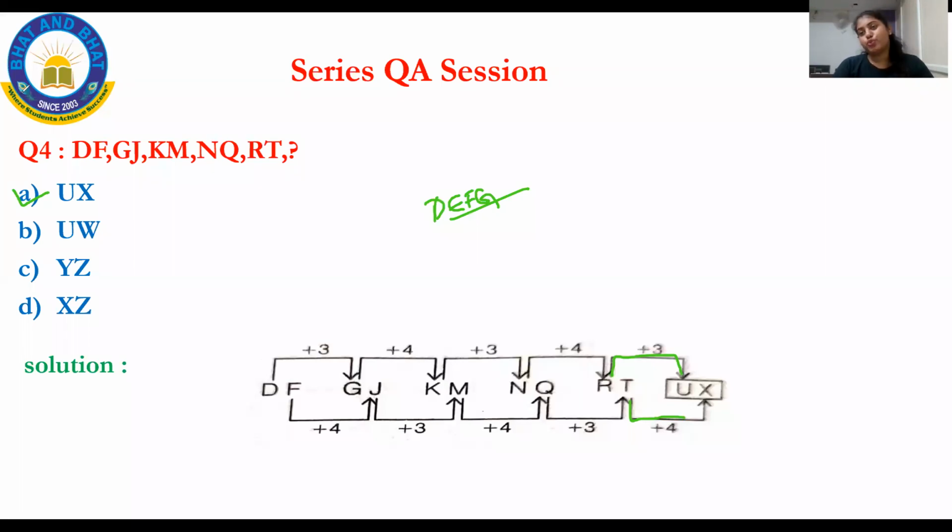If you are confused with this, there is one more method. See, write the first letter and then your third letter. And then write the second letter and then the fourth letter.